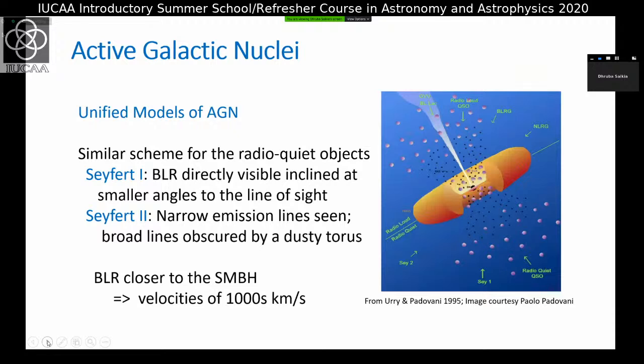So the last theme which I will touch upon and then we'll close is the radio quiet part. The radio quiet part relates to the unification of radio weak active galactic nuclei. These are much less luminous, by an order of magnitude or more, compared to the standard radio galaxies and quasars which we saw.